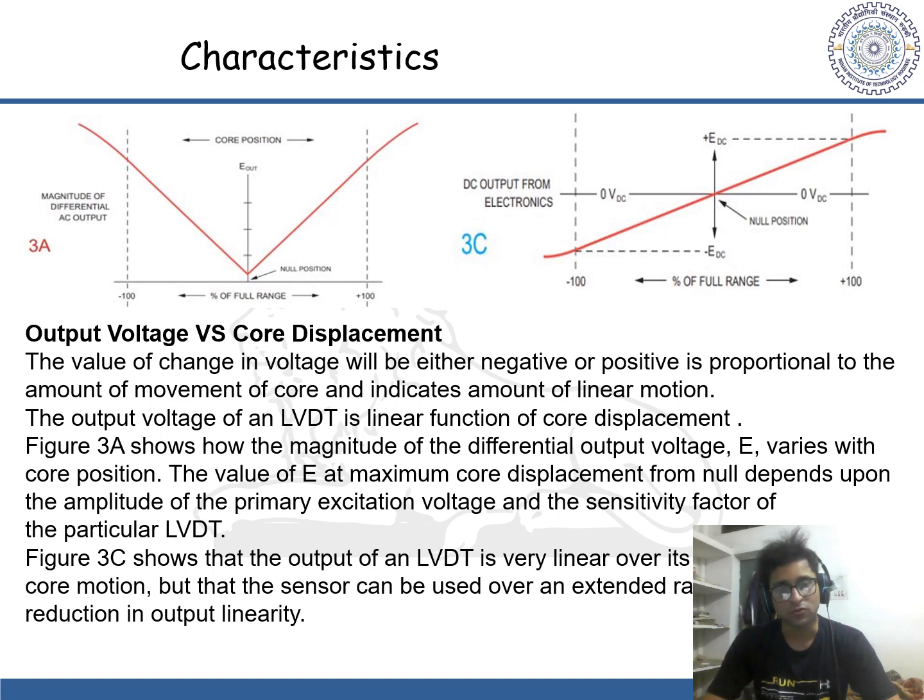Figure 3a shows how the magnitude of the differential output voltage E varies with the core position. The value of E at maximum core displacement from the null position depends upon the amplitude of the primary excitation voltage and the sensitivity factor of the particular LVDT. Figure 3c shows that the output voltage of an LVDT is linear over its core motion, but that the sensor can be used over an extended range with some reduction in the output linearity.